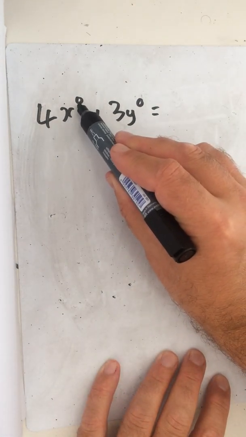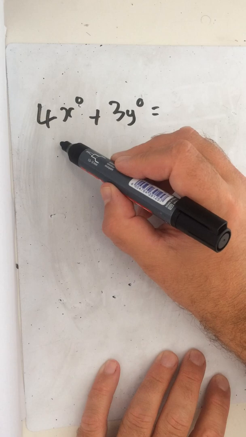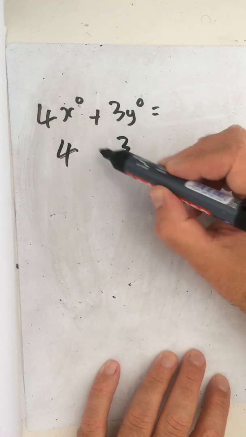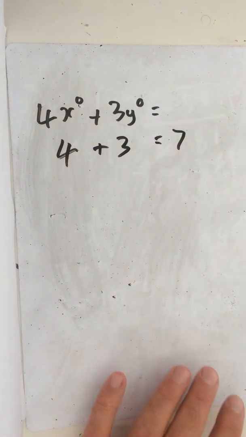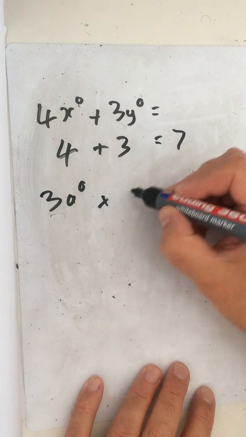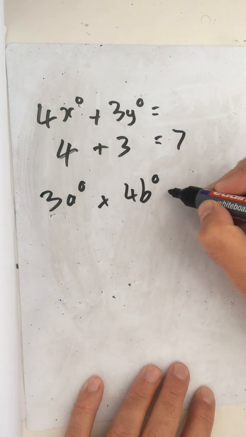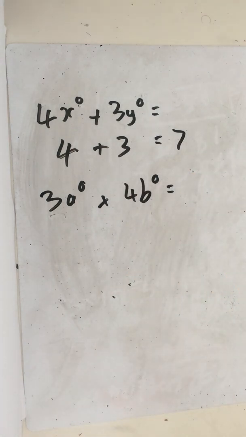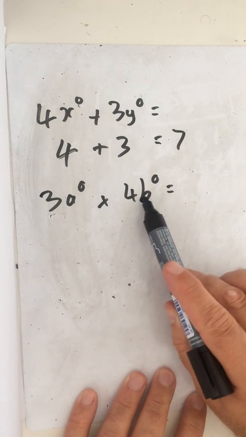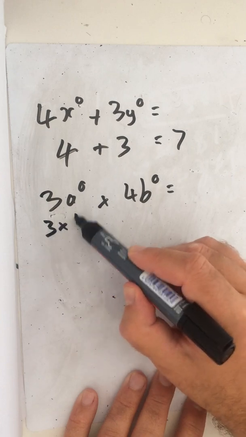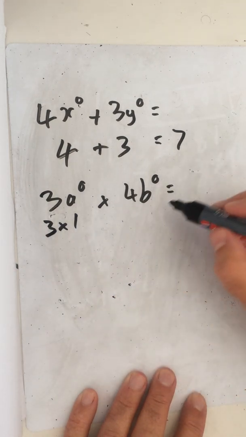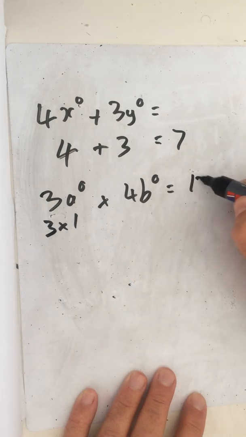X to the power of 0 is 1, so 4 times 1 is 4. Y to the power of 0 is 1, yeah, so that becomes 7, isn't it? Really straightforward. Same with this one, okay? If you need to pause the video, pause the video. If not, just very quickly do the answer. This is going to be worth 3. This is going to be worth 4 because it's 3 times 1, and b to the power of 0 is also 1. So we've got 3 times 4 is 12. Okay.